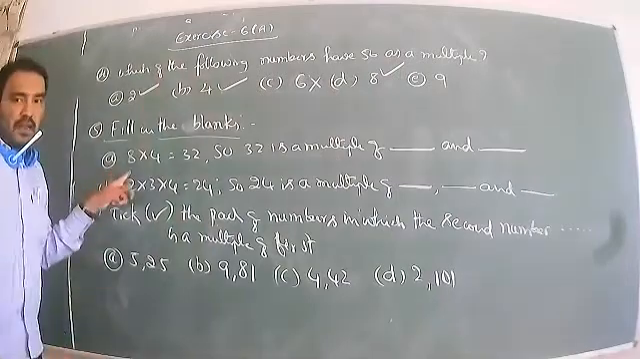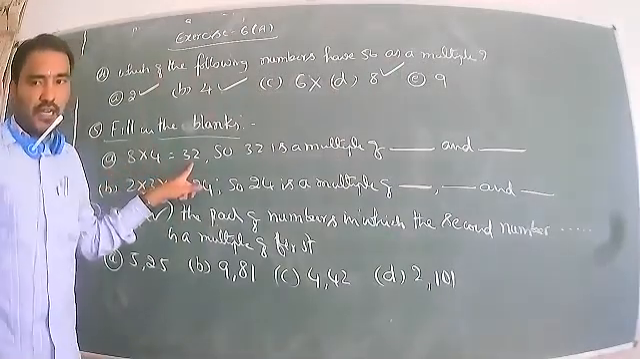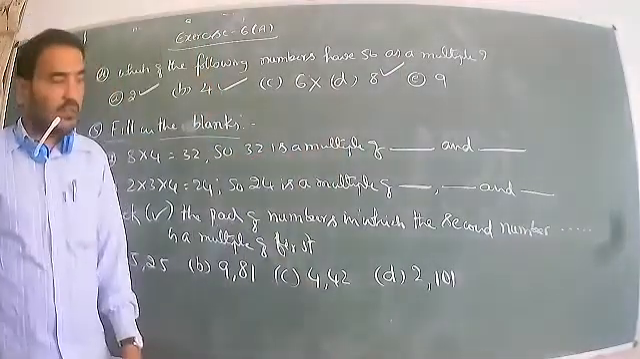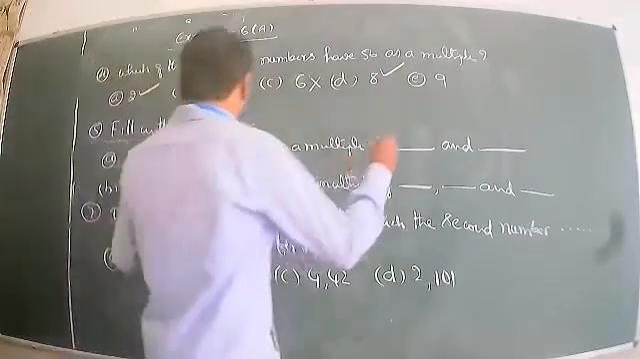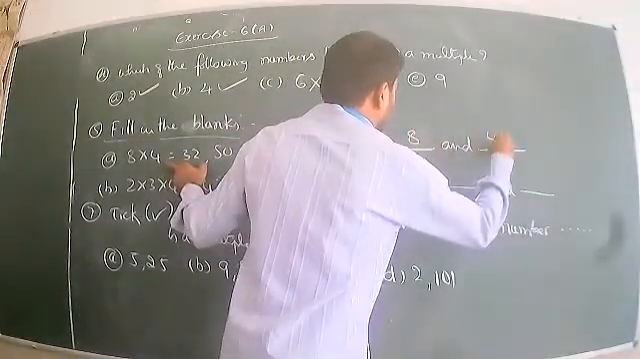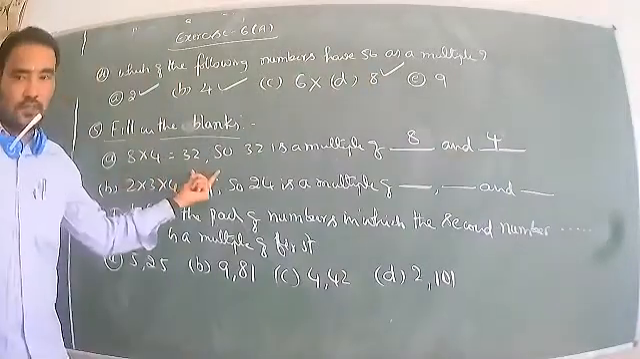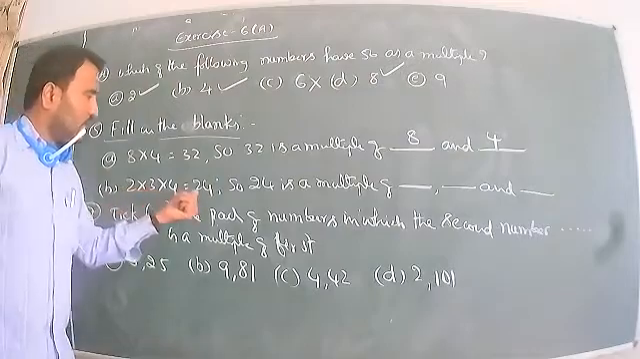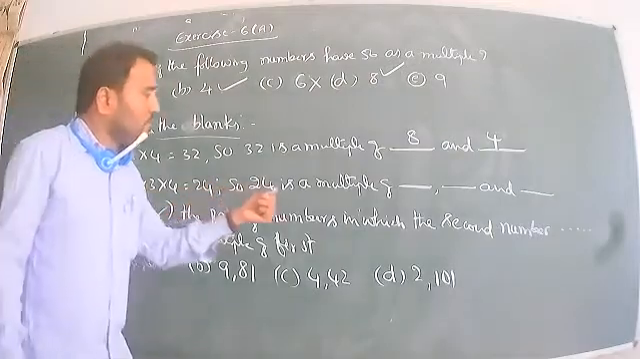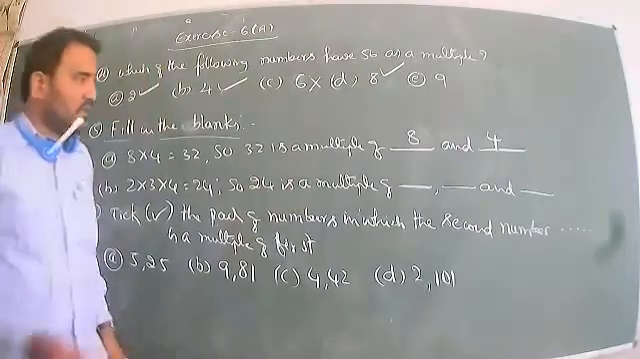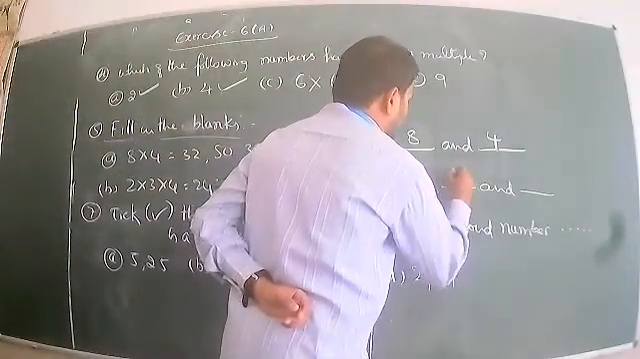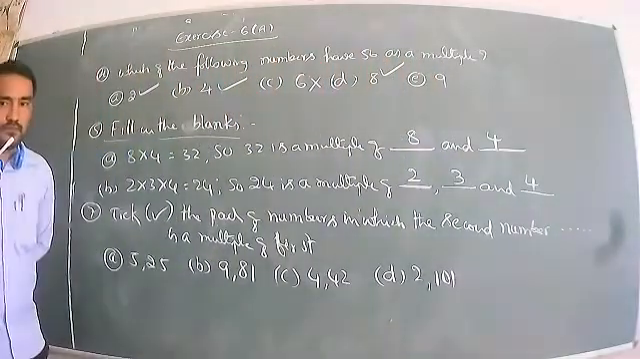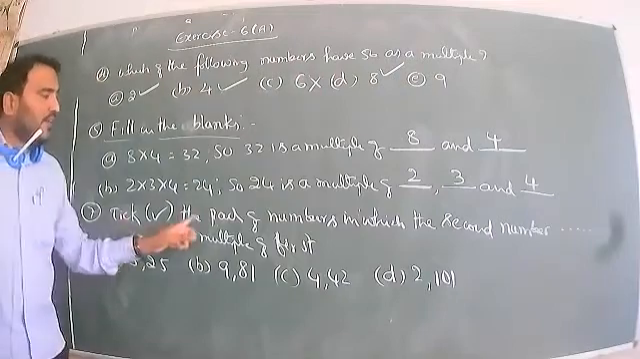Okay. Fill in the blanks. 8 into 4 equals 32. 32 is a multiple of what? 8 and 4. These are the multiples of 32. Next, 2 into 3 into 4 equals 24. So 24 is a multiple of what? Multiple of 2, next 3 and 4. Is it right?